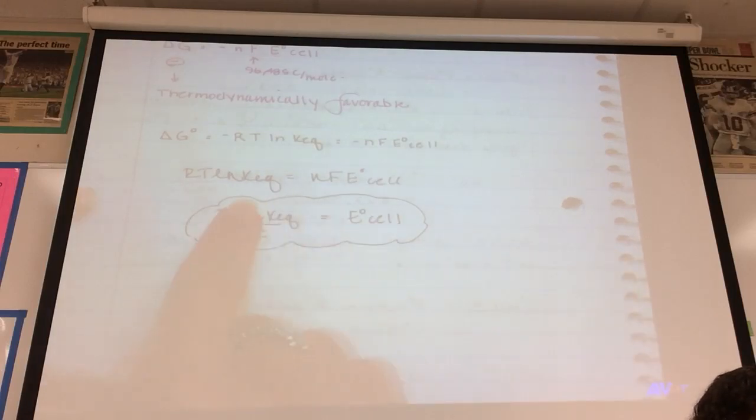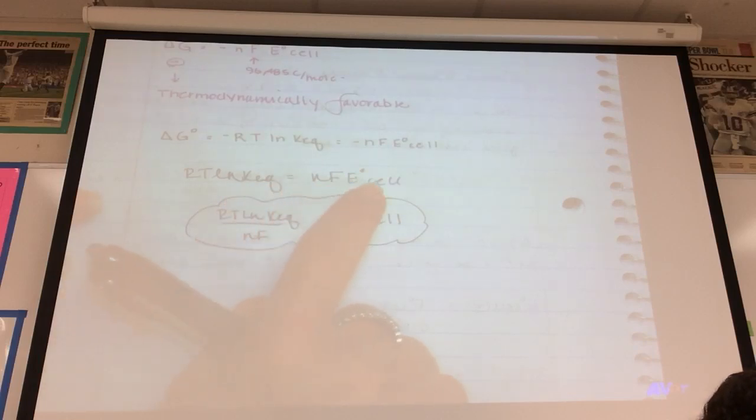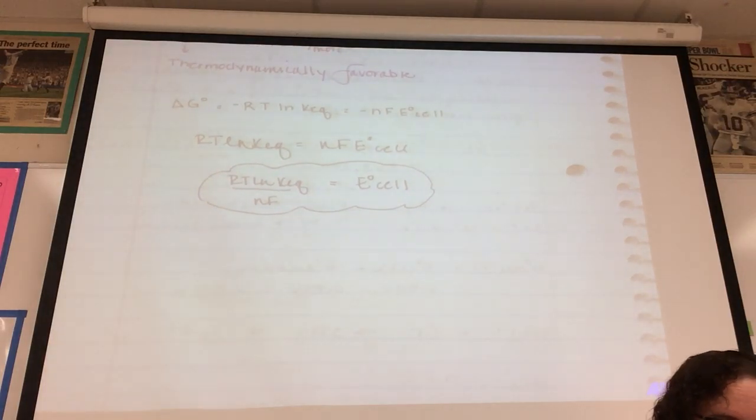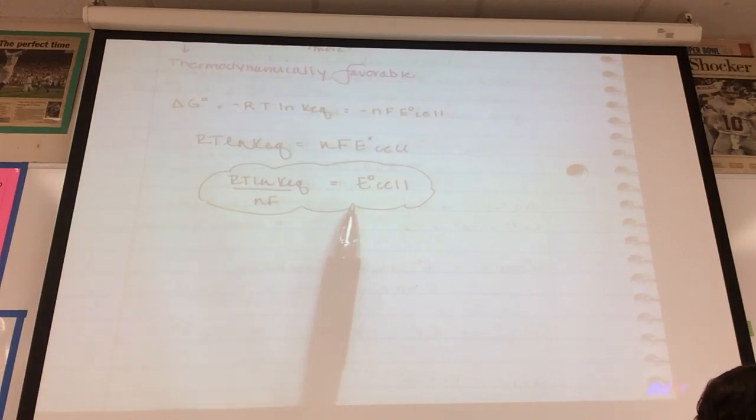And I guess if you wanted to, you could calculate KEQ by doing e to the nF Ecell over RT. That'd be a bit much. I can't think of an instance where you would do that. But this is definitely utilized, not as much as it used to be because it's not a plug and chug situation so much anymore. But you could calculate Ecell in that regard.